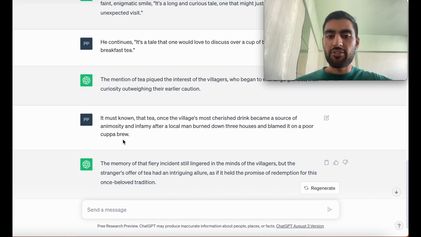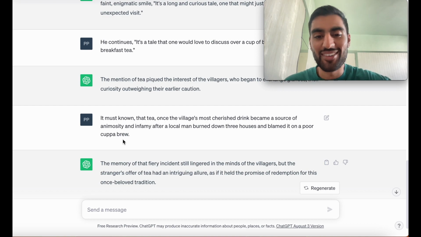The memory of that fiery incident still lingered in the minds of the villagers, but the stranger's offer of tea had an intriguing allure, as if it held the promise of redemption for this once beloved tradition. That's not what I wanted the story to go. I don't want a redemption thing for them to go back to tea.